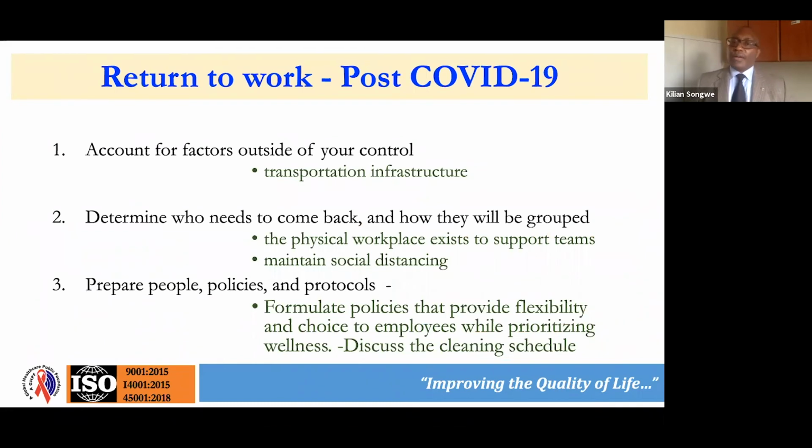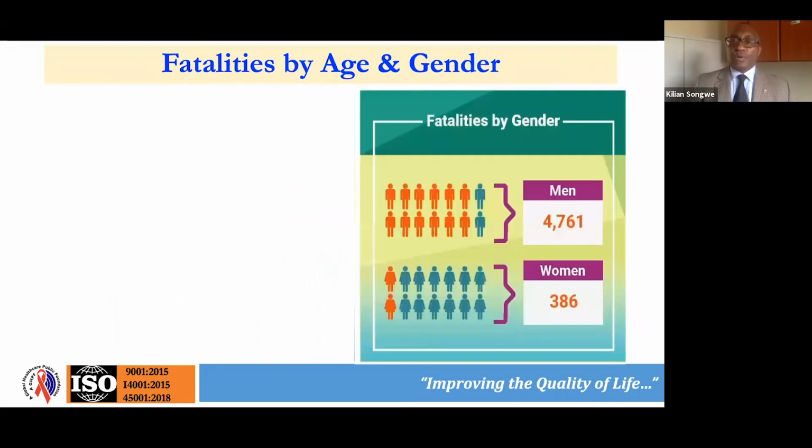Return to work, lots of places have now returned to work, and there are a number of things in the occupational health and safety area that need to be looked at. Account for factors outside of your control. Staff still have to be transported to work. Some of them have to use public transport. We need to think about that. Determine who needs to come back so that the space actually allows for social distancing. Prepare people, policies, and protocol for how people would actually return to work.